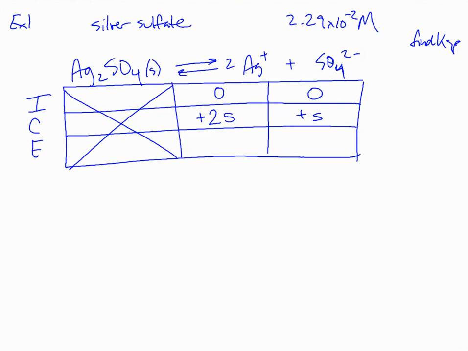If we were thinking about this, it's going down by S, but we're mostly ignoring the silver sulfate right now. And so my equilibrium: 0 plus 2S, 0 plus S. This is more or less how a lot of these are going to work to start off with.